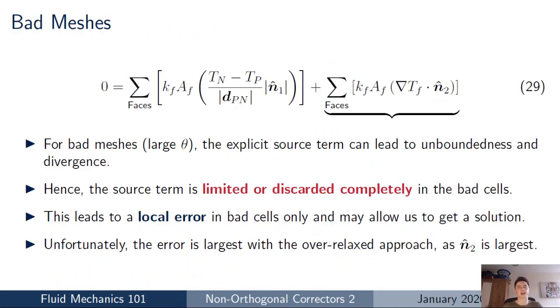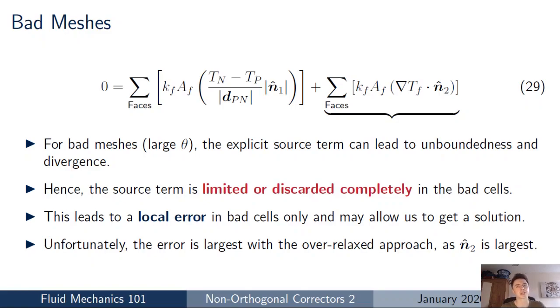Now, if we just think back again to the equations, this is conservation of energy. Remember that the sum of the heat fluxes out of all the faces must be equal to 0. Now, if we have a really bad mesh, so for the last set of results, we looked at theta of 60 degrees, but if theta gets even larger, perhaps to 70 degrees or even higher, then this explicit term on the right-hand side, the non-orthogonal corrector, will eventually lead to divergence and can lead to unboundedness in the solution.